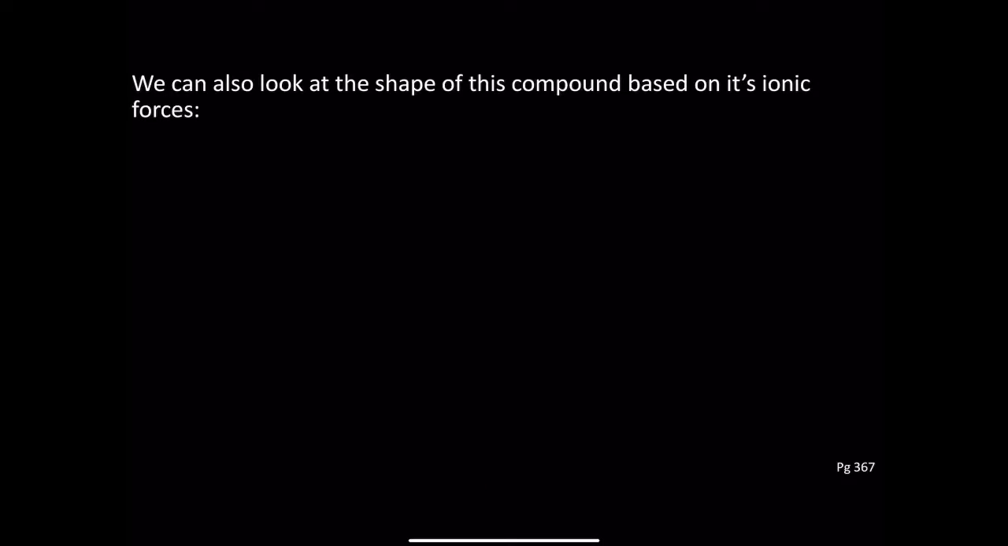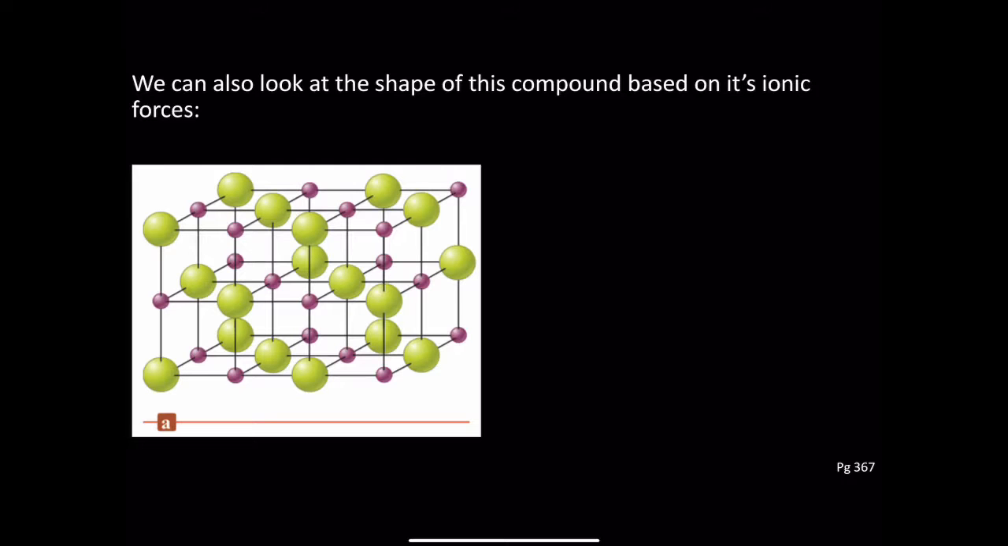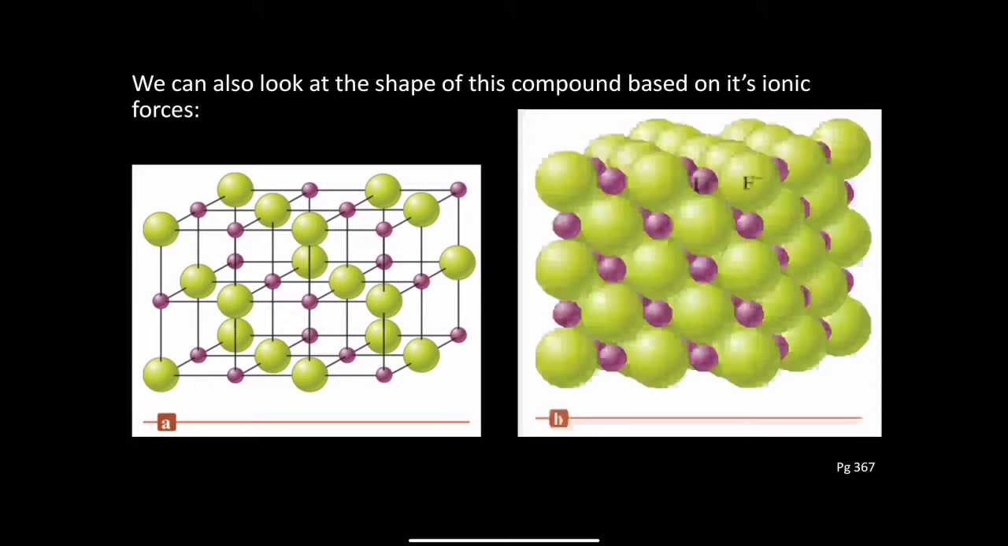So another thing that we need to account for in this bonding is the shape of the compound based on ionic forces, right? These solids form this lattice kind of shape where we've got a positive, then a negative, and a positive, and a negative. And the positives are all separated from one another as far as they can be, and the negatives are all separated from one another as far as they can be as well.